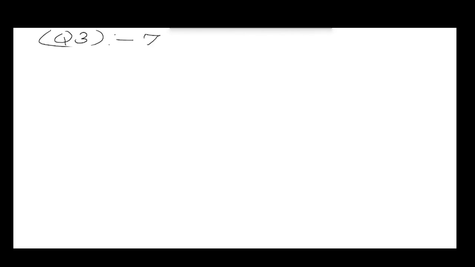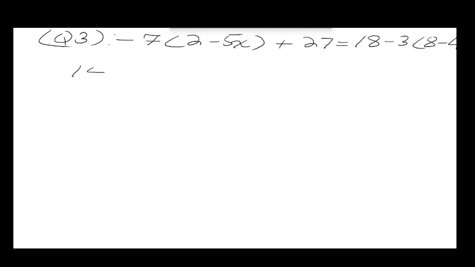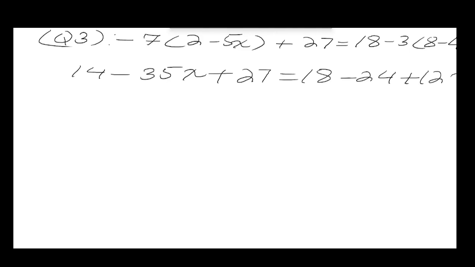So we have 7 bracket 2 minus 5x added with 27. It is equal to 18 minus 3 bracket 8 minus 4x. Okay, so 7 2s are 14, so we can write 14, and then 5 multiplied 7 is 35. Then we will write 27 as it is, and then 18 will be written as it is, and negative 3 multiply 8 is negative 24, and then we can write added with 12x.